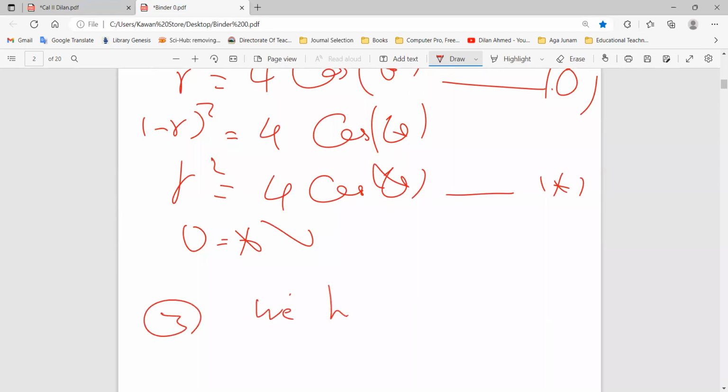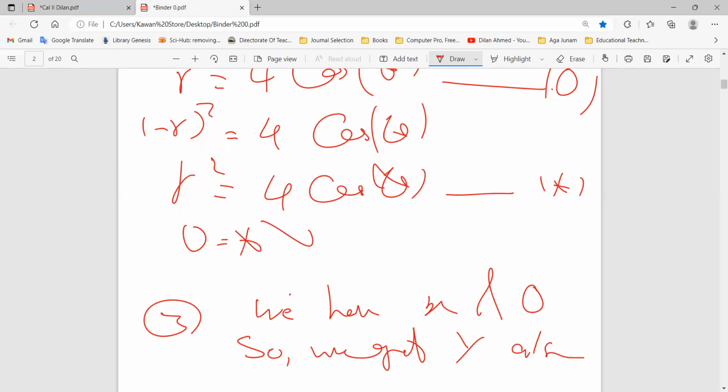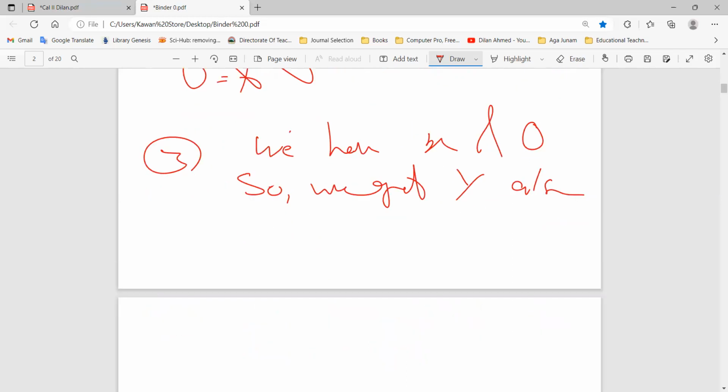We have what? X and origin, so we get y also. You know what I mean. I wrote that one because I'm in a hurry, but you can say x-axis and origin. So then by the note, we will get the third one. So it's symmetry about everywhere, right?